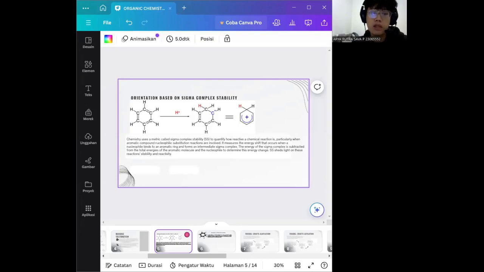In both examples, the orientation of the substituents on the aromatic ring can be influenced by the stability of the sigma complex. For instance, electron donating groups can stabilize the sigma complex and direct the incoming electrophile to the ortho and para positions. On the other hand, electron withdrawing groups destabilize the sigma complex and direct the incoming electrophile to the meta position. This illustrates how the concept of sigma complex stability can be used to understand and predict these reactions.